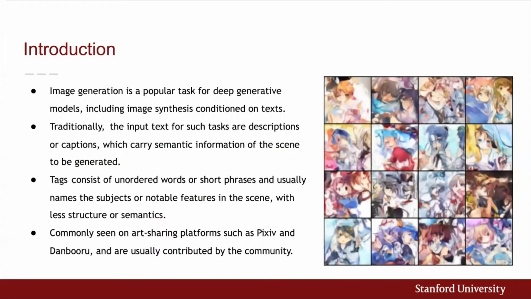So image generation is a popular task for deep generative models, including synthesizing images conditioned on texts. Traditionally, the input text for such tasks are descriptions or captions, which are complete sentences that carry semantic information of the scene to be generated. However, tags consist of unordered words or short phrases that are usually describing the subject or notable features in the scene, with less structure or semantics compared to complete sentences.